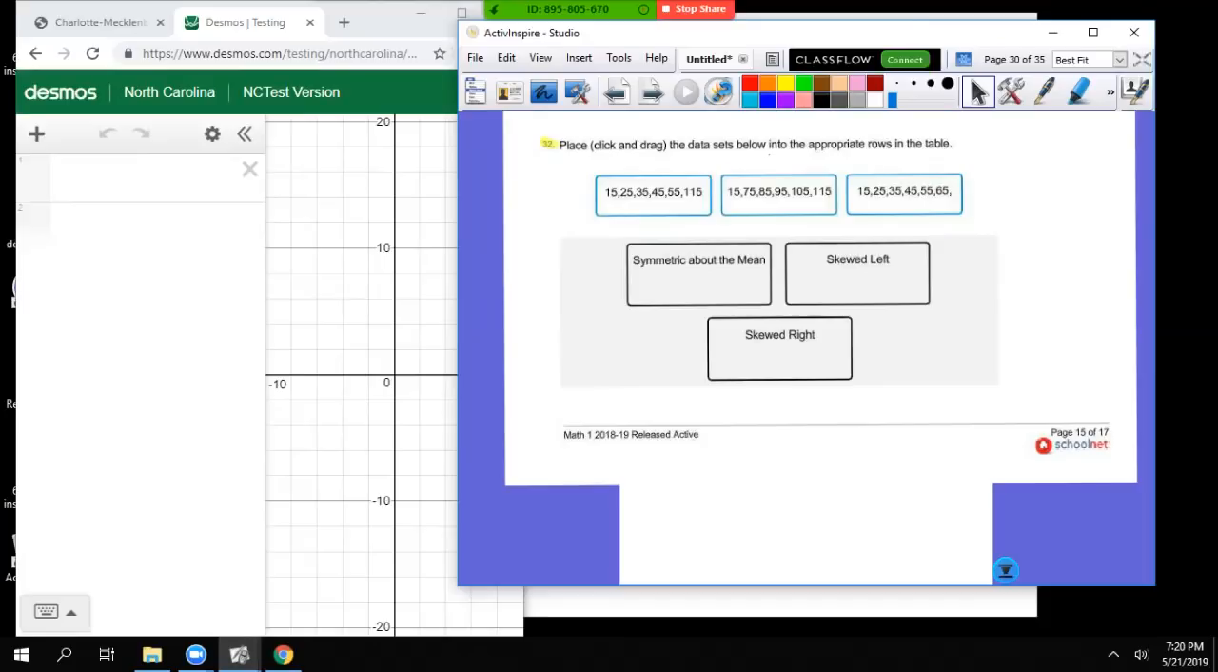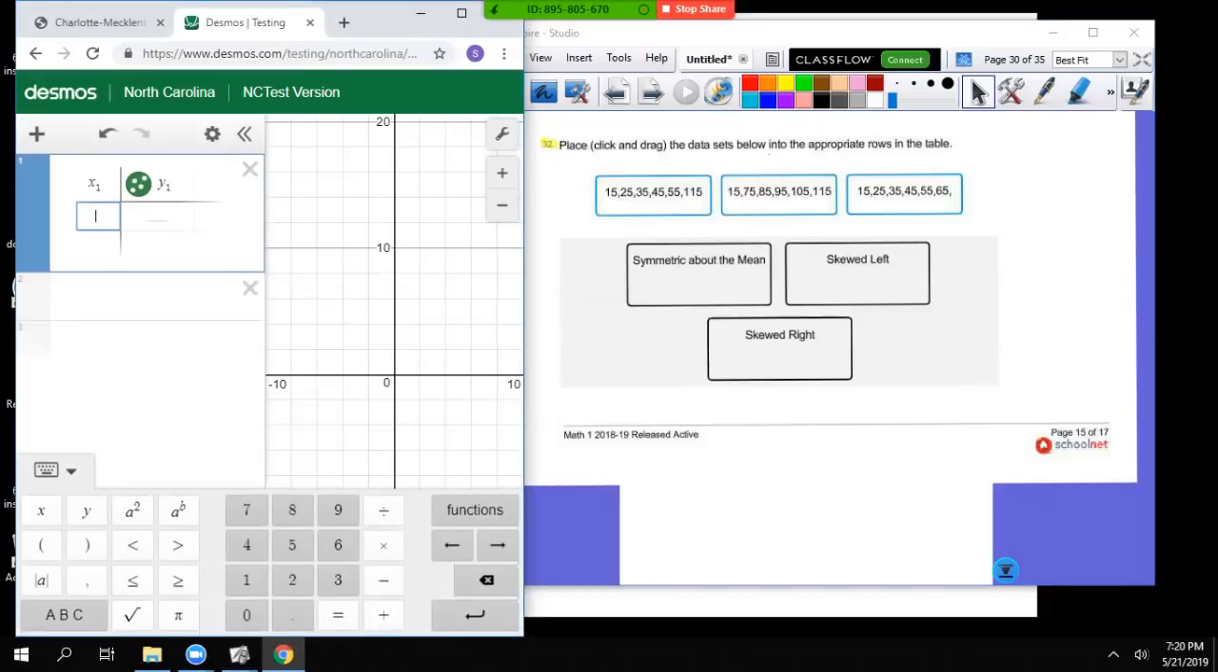So unfortunately, the test version of Desmos will not create box and whisker plots, but we can do something that still shows us the spread of data. And all we're going to do is this. I'm going to click plus, I'm going to click my table. And I'm going to enter in the values that I see as x1, x2, and x3. So first we're going to do x of 1. So we have 15, 25, 35, 45, 55, and 115.